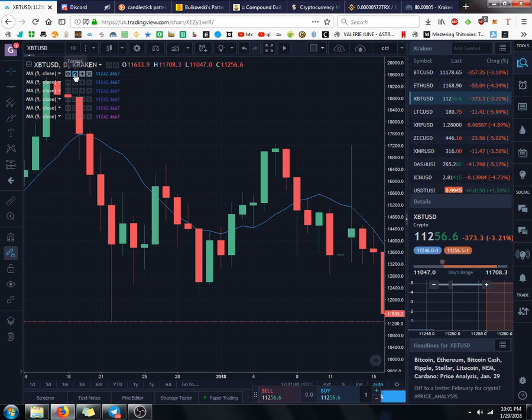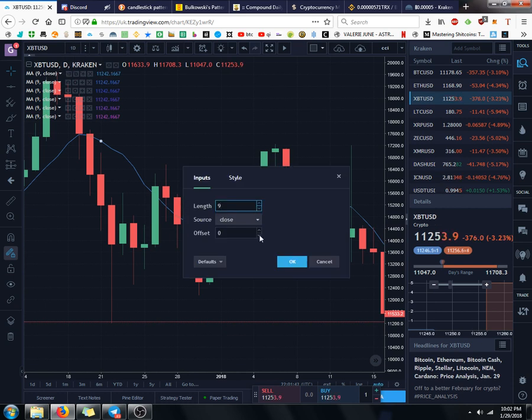You can change that to low. So low means the average lows. So it's the average of all the low points, the last 9 low points. And then you can change it to high as well, which is the average of the last 9 high points, right? And you can change it to the last 10, the last 11 candles, the last 12, and so on.